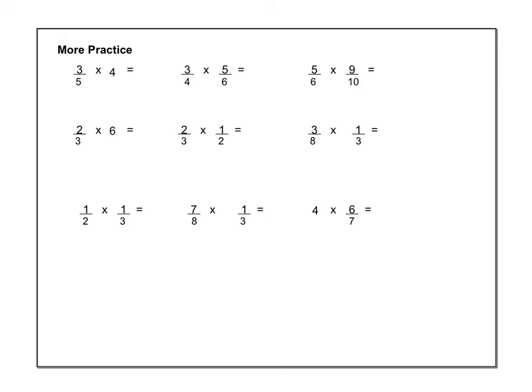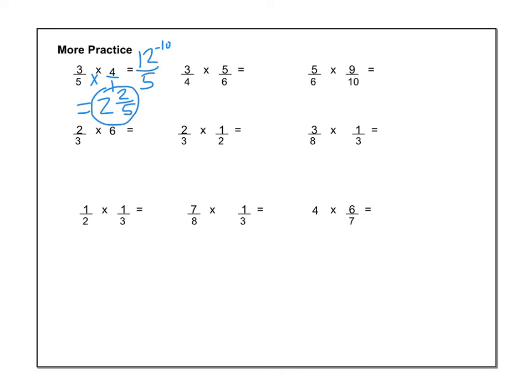We have 3/5 times 4. Now another way to write 4 is 4 over 1, so that it's a fraction, and 4 over 1 is still equal to 4. So we do 3 times 4 is 12, and 5 times 1 is 5. So we get 12/5. That's an improper fraction, so we have to change it to a mixed number. 5 can go into 12 2 whole times, because that makes 10. So if we take away that 10, we get 2 left over out of 5. So 2 and 2/5 would be our final answer.